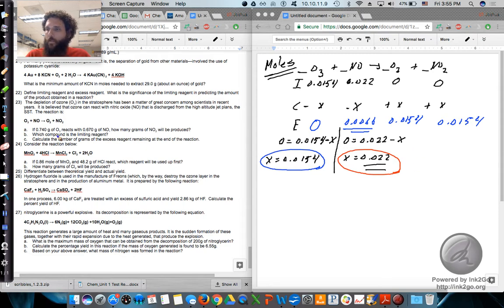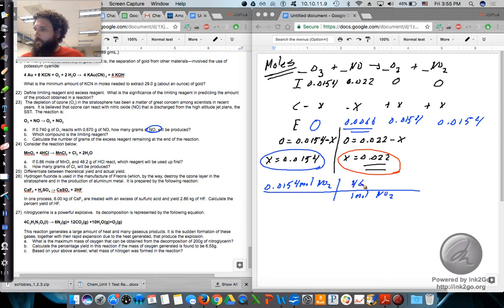So the first one is how much of the NO2 would be produced. Well, we can take our 0.0154 moles of NO2 and convert that into a mass. That's going to be 14 plus 32, 46. So that's 0.71 grams NO2.